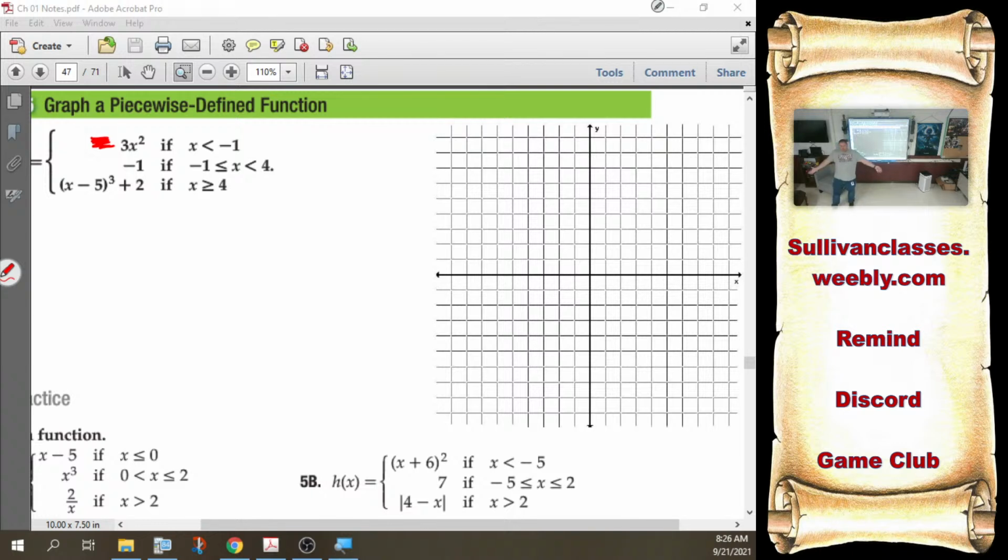Where's the vertex? 0, 0, right? No horizontal or vertical transformations. And it's got a vertical stretch by a factor of 3. So if I go to the right 1, I go up 3. If I go to the right 2, I go up 12, right? You take 2 squared and then multiply it by the stretch factor.